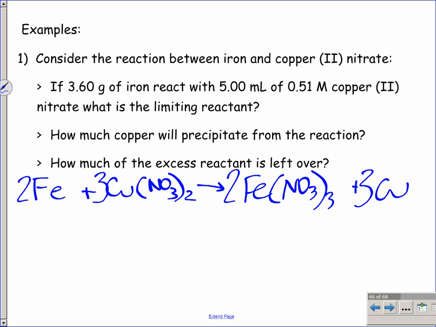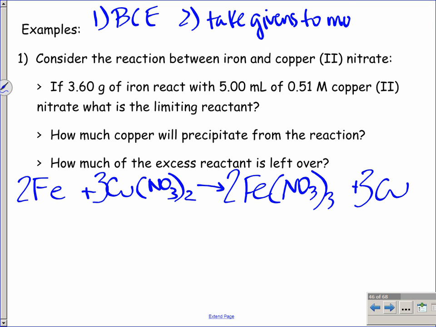So I'm going to calculate with you guys because I thought I had my notes right here, but I don't. Okay, so we have our reaction. Step 1, BCE. Step 2, take givens to moles. And then from there, we're going to do our process of comparing mole ratios. Okay, so the reaction is between iron and copper 2 nitrate, check. Now here's your telltale sign: if 3.6 grams of iron, given 1, reacts with some copper 2 nitrate.